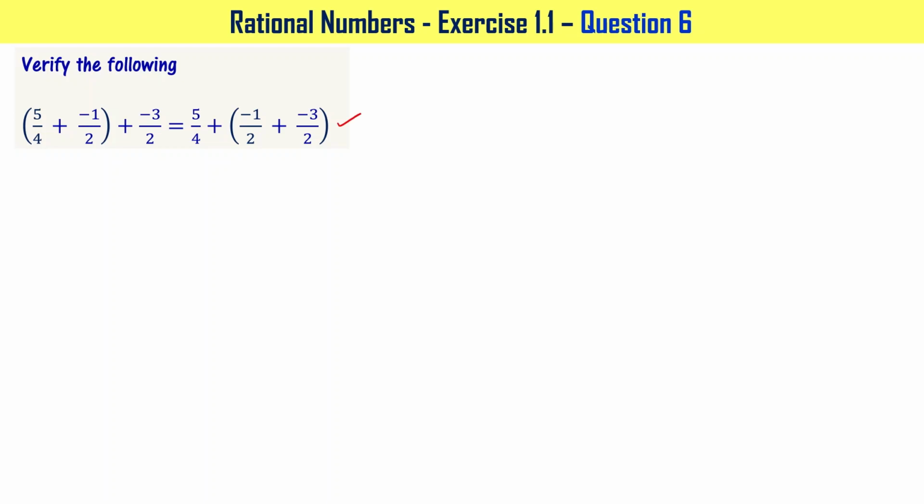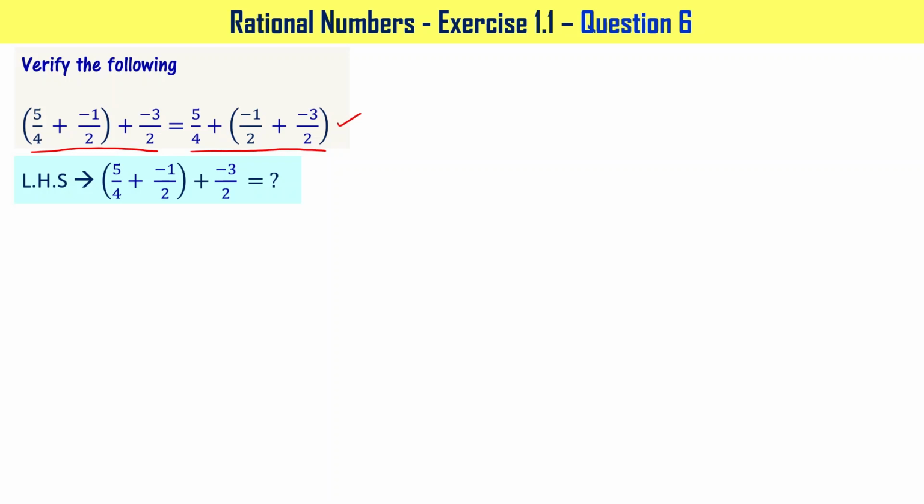For that, we'll take the LHS first and find its value, then find the value of the RHS and see whether they are equal or not. If they are equal, we can say that the equation given here holds true. Let's do that. Let us consider the LHS, that is 5 by 4 plus minus half plus minus 3 by 2. We want to find its value.